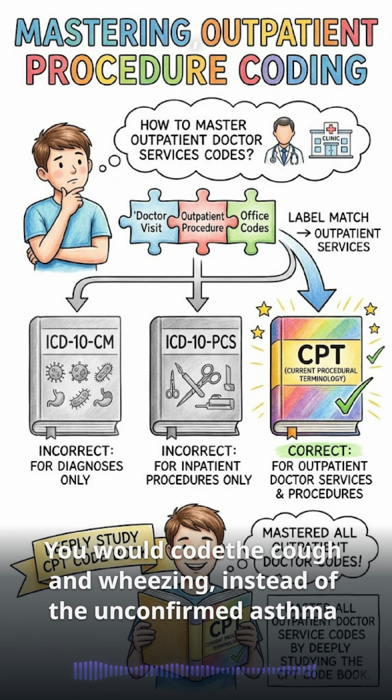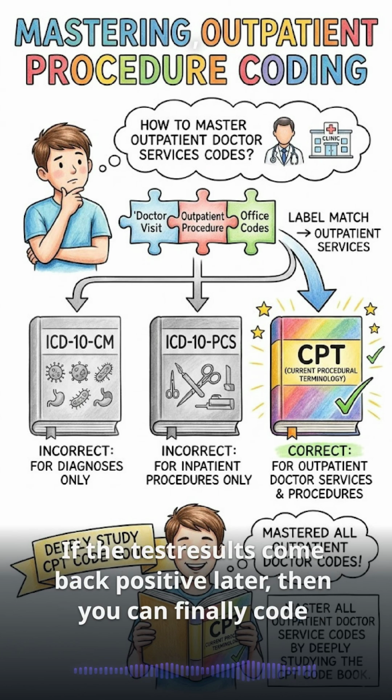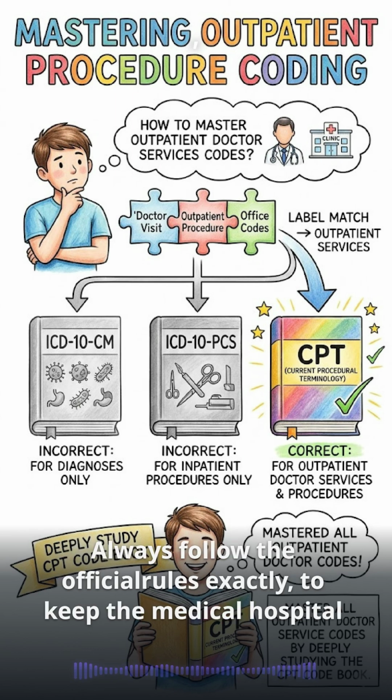This is very different from inpatient coding, where suspected conditions can be correctly coded. Outpatient coding requires absolute facts, so you must stick to what is fully known. If the test results come back positive later, then you can finally code asthma. Always follow the official rules exactly, to keep the medical hospital out of trouble.